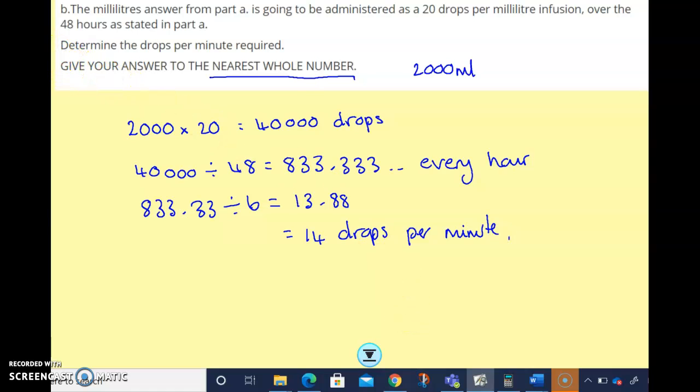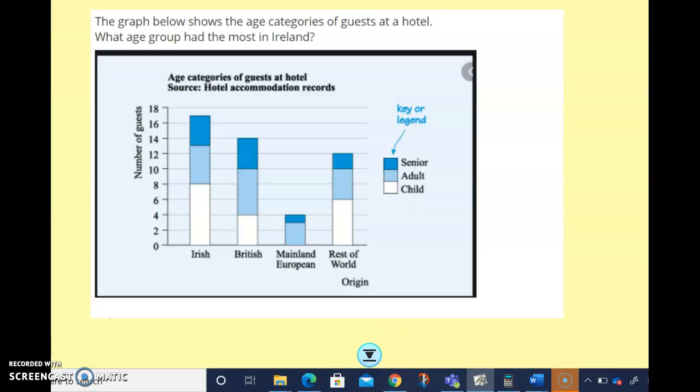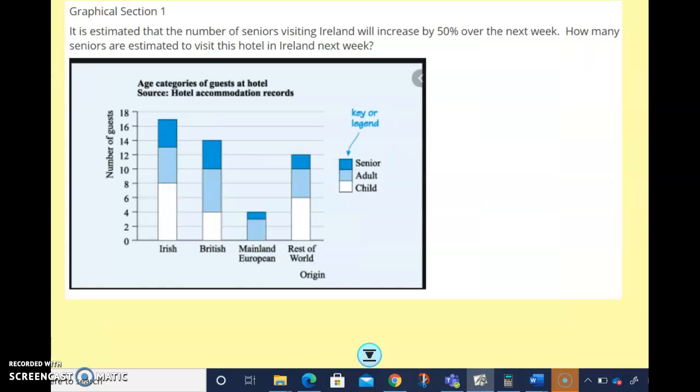Okay, on to the graphical part then. The graph below shows the age categories of guests in a hotel. What age group was the most from Ireland? I get confused when I looked at this graph and made up these questions. So we're looking at this part here, which one's got the most, and it would be the child. When you do your actual assessment, these graphs will be more related to medicine. I just couldn't find any today that related to medicine.